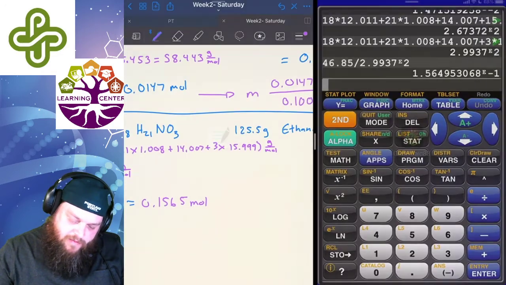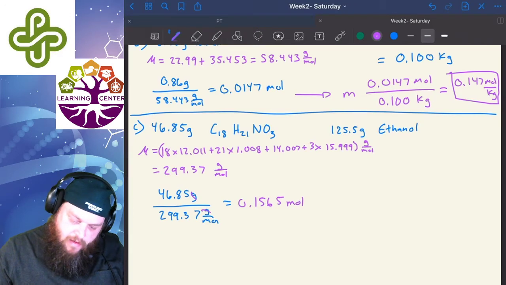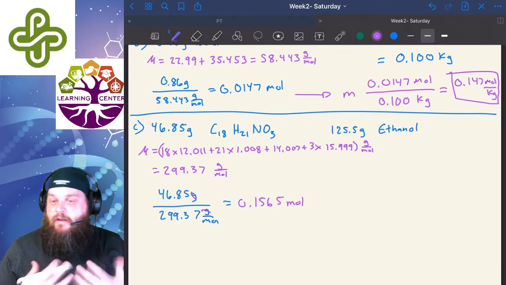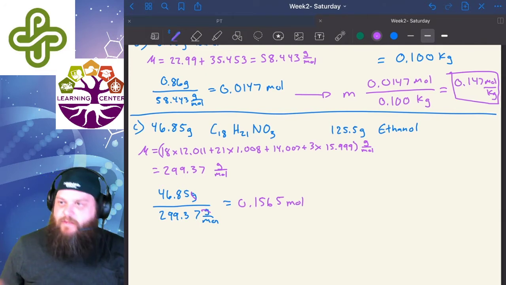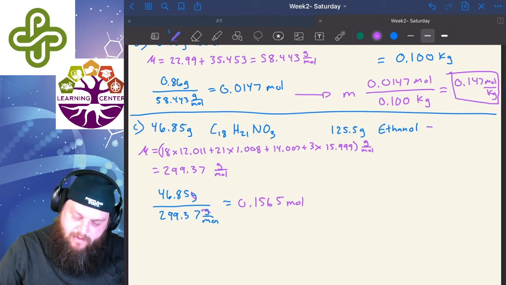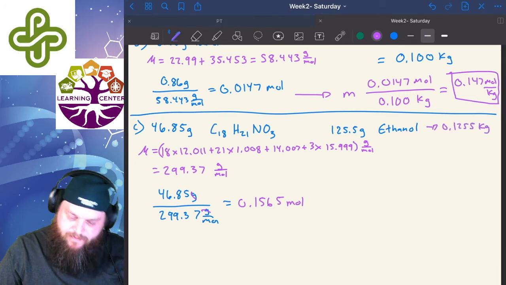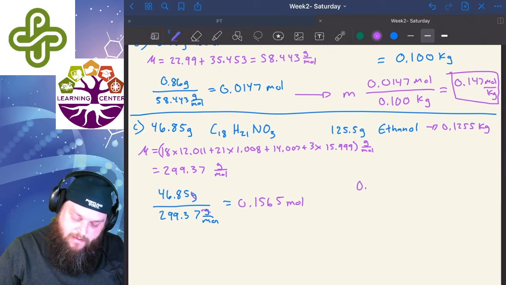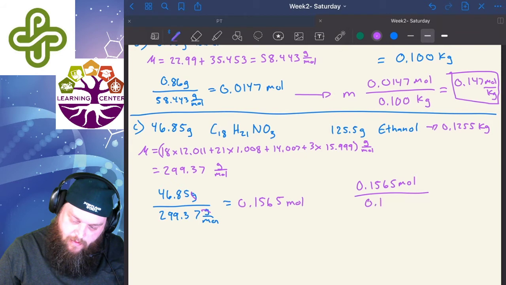So now we have the moles of codeine. We need to divide those moles by the kilograms of our solvent. We have ethanol in grams. We need to convert that to kilograms. The easy way to do that is if you have grams to kilograms, just move that decimal place 3 places to the left. So this is going to be equal to 0.1255 kilograms. Same idea as just dividing by 1,000, which is what we did earlier. It's just a little bit quicker. 0.1565 moles divided by 0.1255 kilograms. It's going to be our molality.